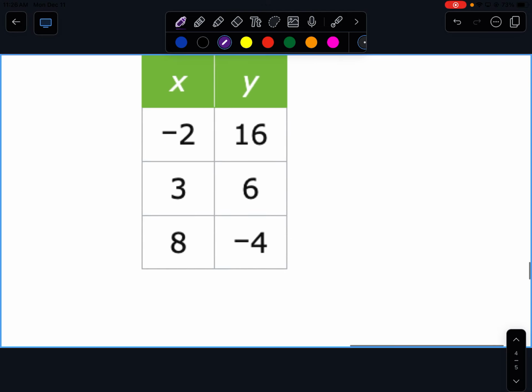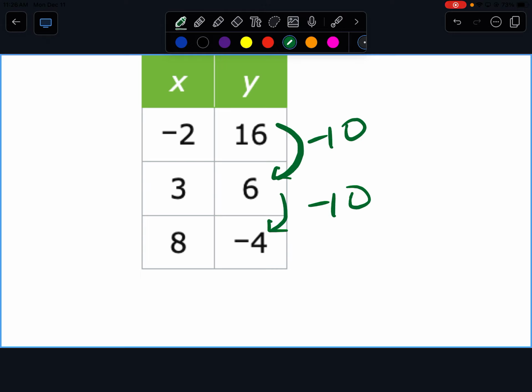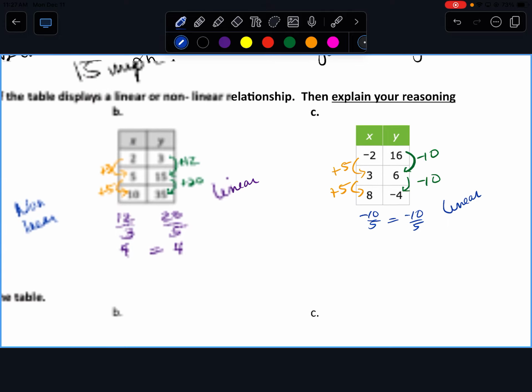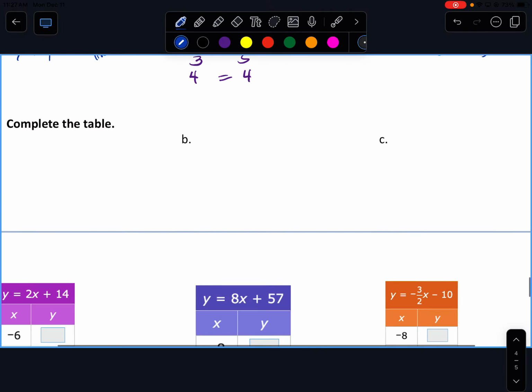This one. This one goes up by, oh, no, it does not. Goes down by 10. This one goes down by 10. This one goes up by 5. This one goes up by 5. So negative 10 over 5, negative 10 over 5. They are equal to each other, so that is linear. Okay.